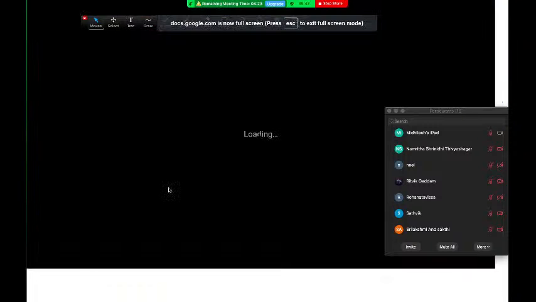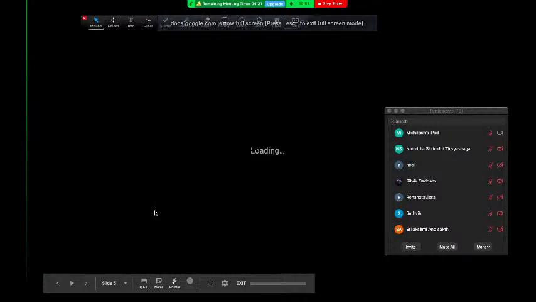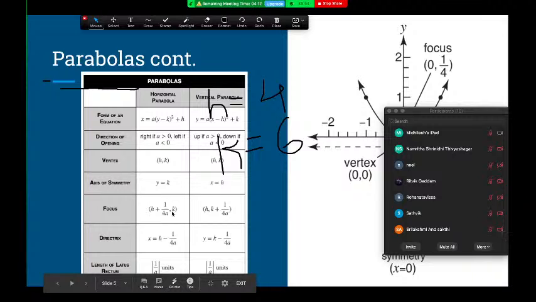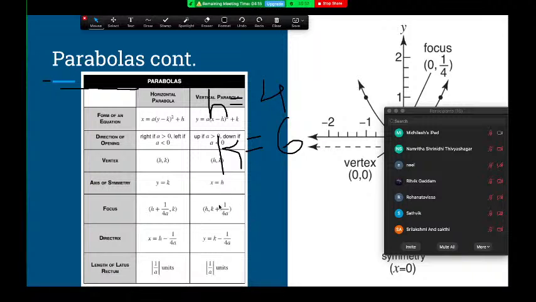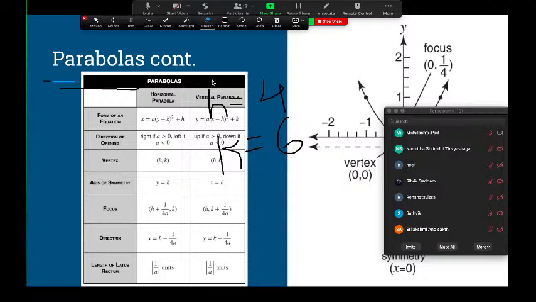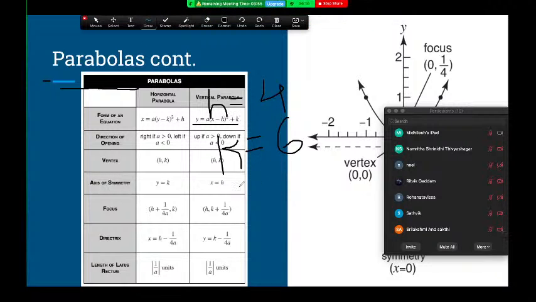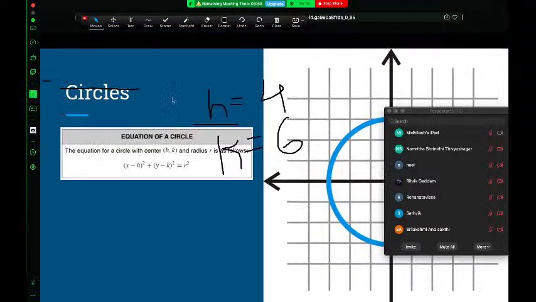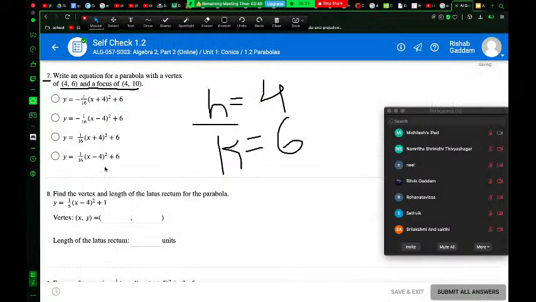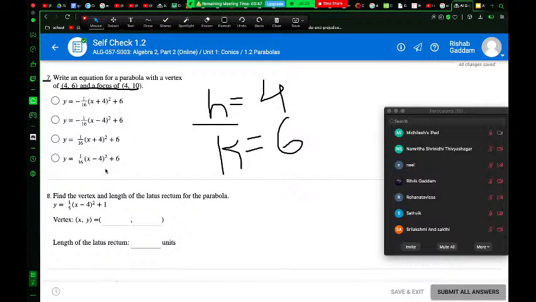Wait, which formula are you talking about exactly? I'm talking about the first one, the form of an equation. Yeah, and I was talking about the vertical parabola. And in this case, that's what it showed. And there are only 2 options that show that. And from there, I chose the one that has positive 1/16. Why? Why did you choose the positive 1/16?